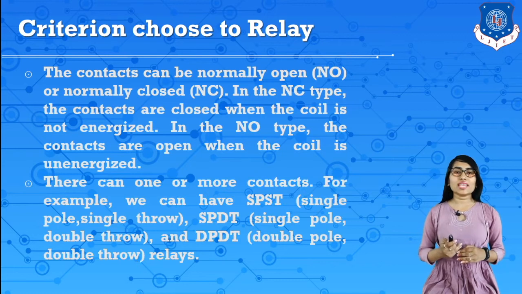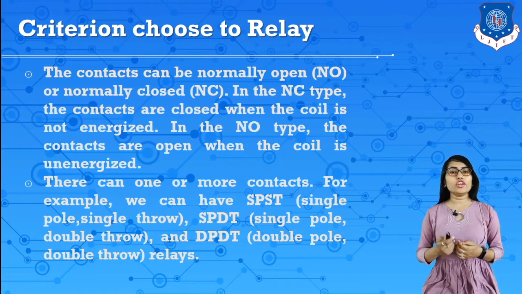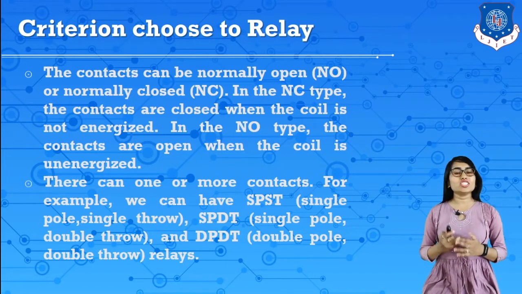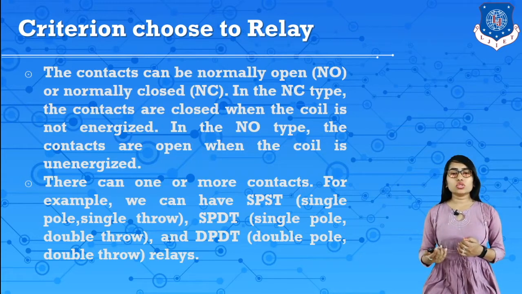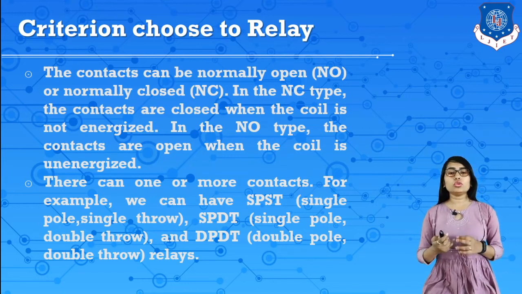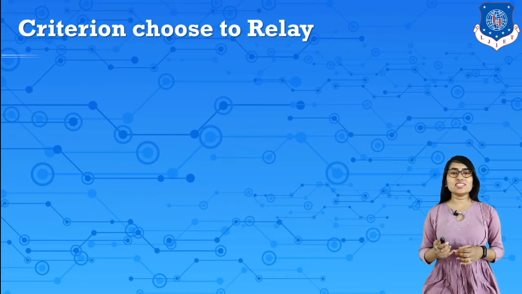Now here we have criteria to choose which relay we should use for our interfacing. The contacts can be normally open or normally closed. In the normally closed type, the contacts are closed when the coil is not energized. In the normally open type, the contacts are open when the coil is not energized. There can be one or more contacts. For example, we can have a single pole single throw, single pole double throw, or double pole double throw relay. So all these can be relay types depending on how many contacts are present in the relay circuit.